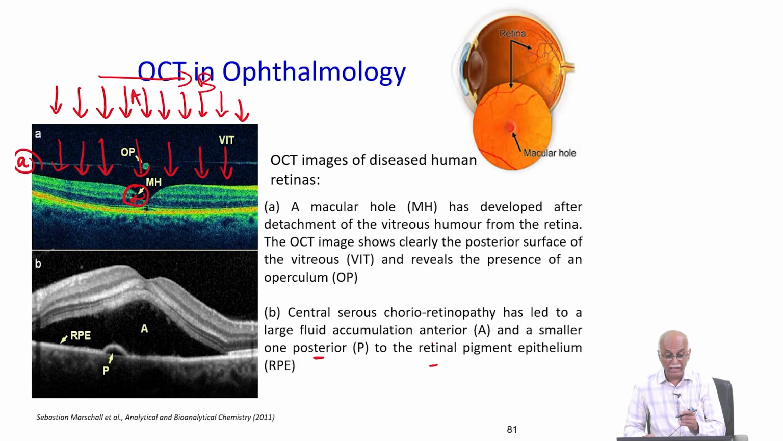We cannot measure or establish what is right beneath or near the retina if there is any pathological condition, such as a macular hole or accumulation of some fluid. It is not easy to find out by other techniques. But OCT allows us to image layer by layer, and can help us determine those pathological conditions easily by just using a scan.